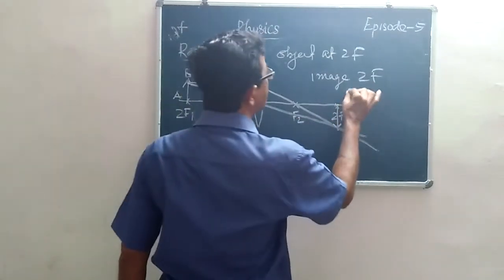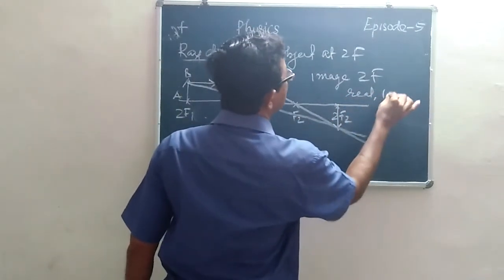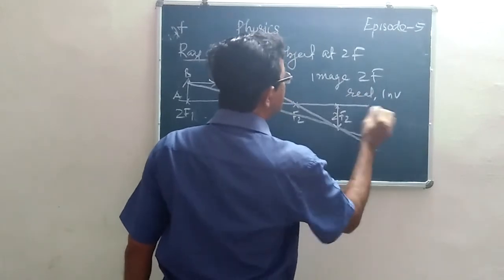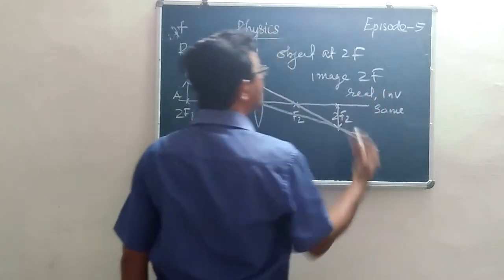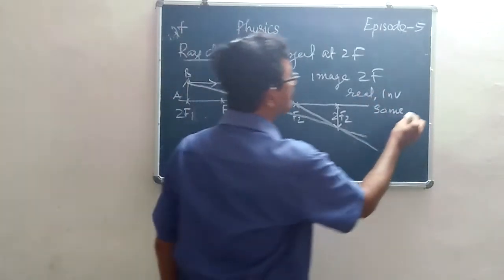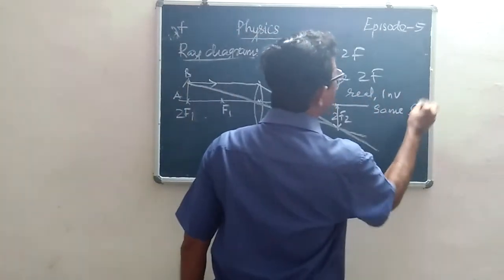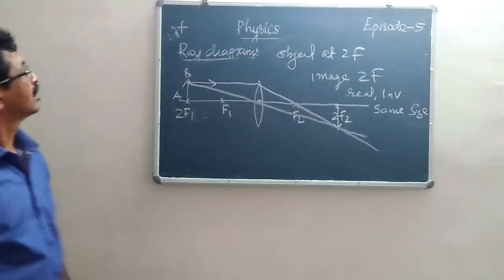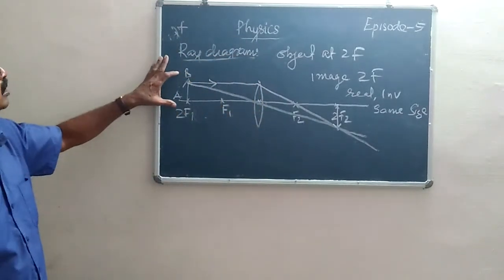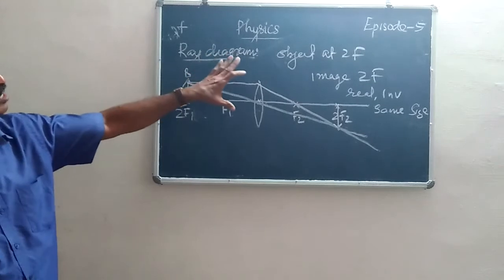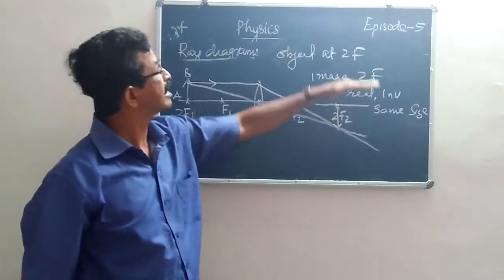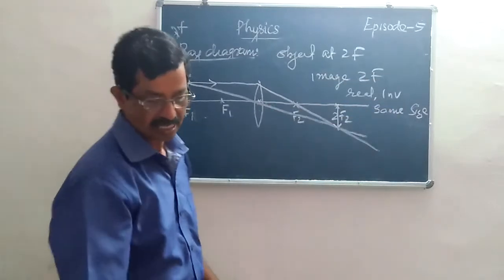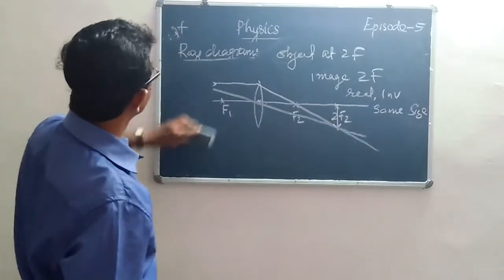It is also real, inverted, and same size. That means object and image size are the same. Both are the same size. Here we place the object at 2F. Where do we get the image? The image is formed at 2F on the other side. Real, inverted, same size.